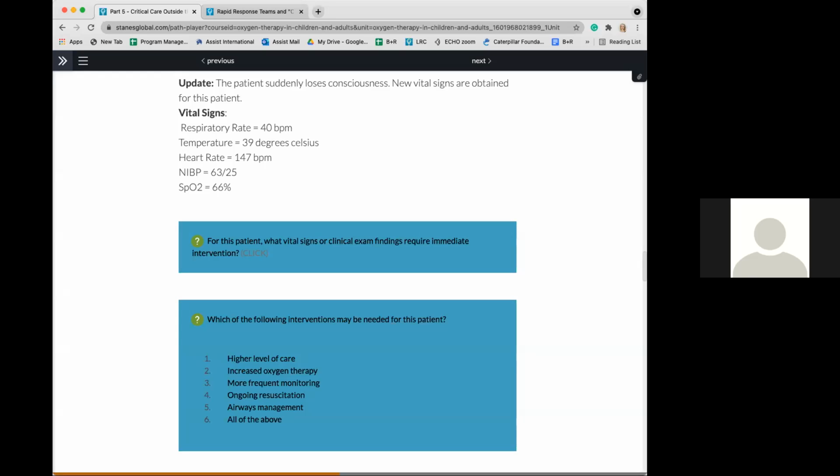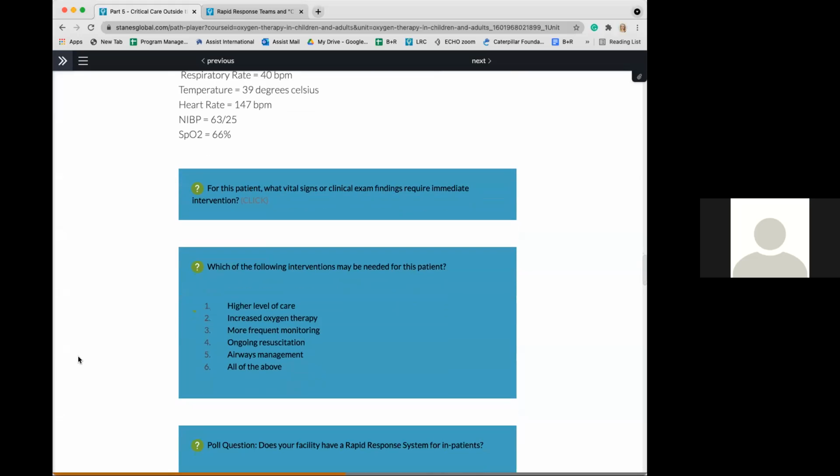So this patient, when you look at the vital signs and the clinical picture, will need a higher level of care. It might be a high dependency unit or an intensive care unit, depending on what is available at your facility, but they will need the highest level of care. They will definitely need oxygen therapy because the oxygen saturation is very, very low. They will probably need a higher and more aggressive oxygen therapy. And then they need frequent monitoring.